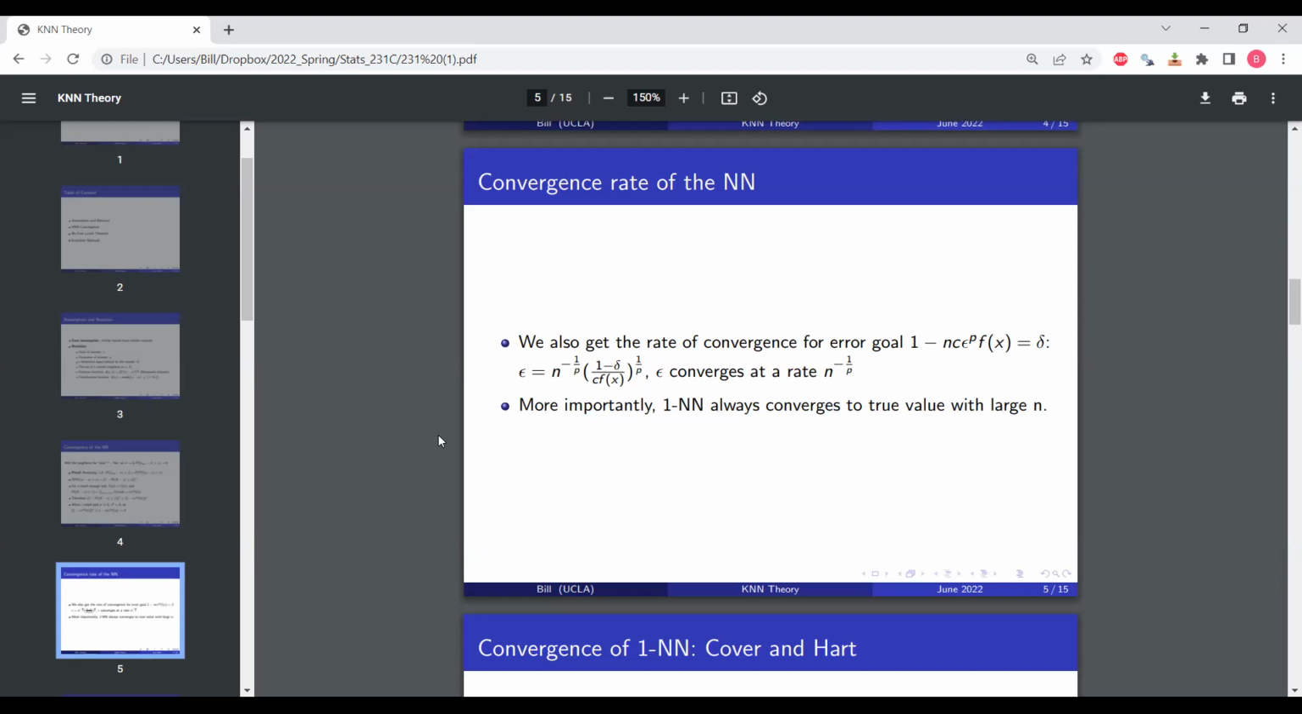So this is very important because now we know that the 1-NN, or the nearest neighbor, where it's just k-NN where k equals 1, will always converge to the true value that we're searching for with a large enough n.